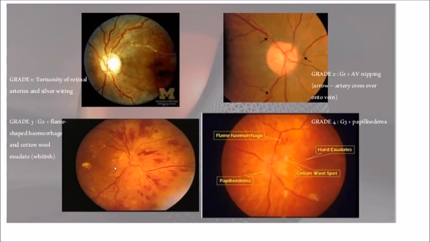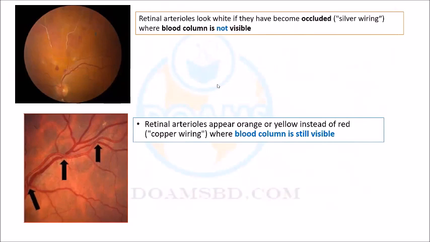Cotton wool spot is very characteristic in grade 2. Okay, arteriovenous nipping. You see the crossing vessels, just crossing. Vessels always cross there, but nipping, nicking, compressing the neck feature, this is called nipping. This is characteristic of grade 2 hypertension. Okay, clear?